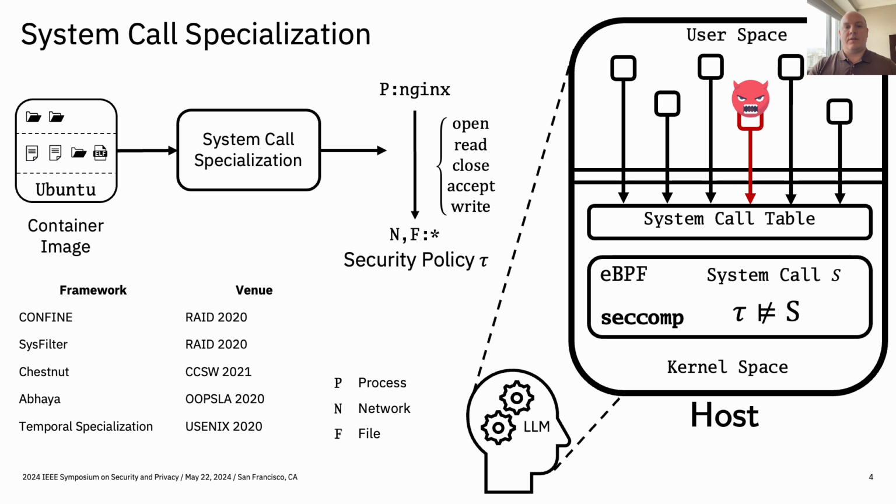Intuitively, you can think of this then as the reference monitor checking whether or not the security policy tau models the offending system call. If the adversary has issued something outside of the security policy, this will return false, and the reference monitor seccomp will terminate the microservice in response.